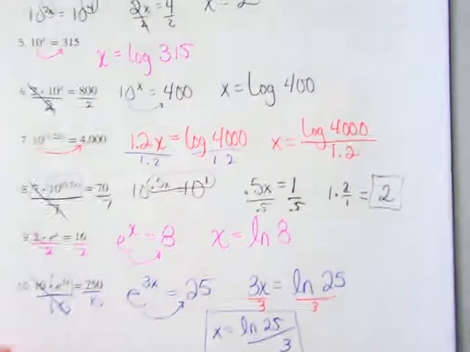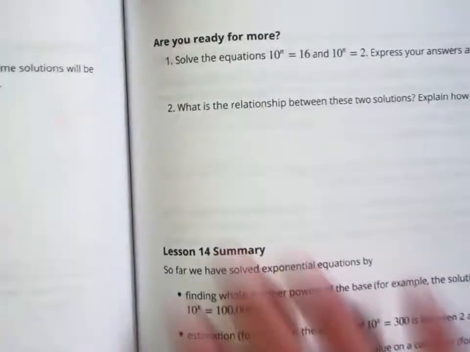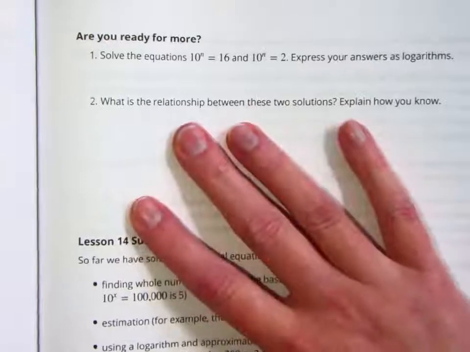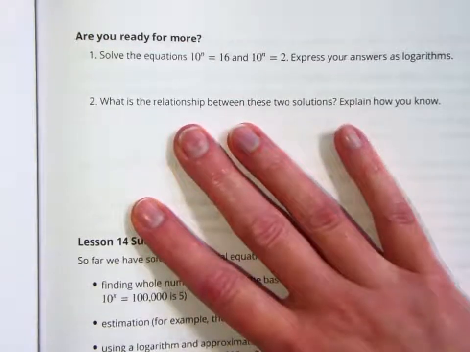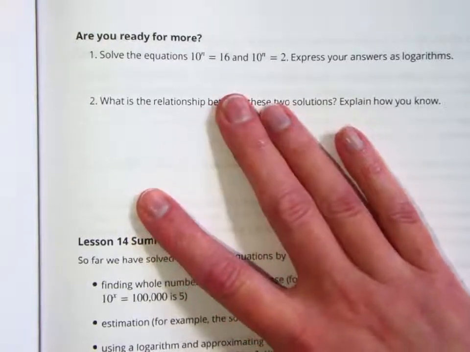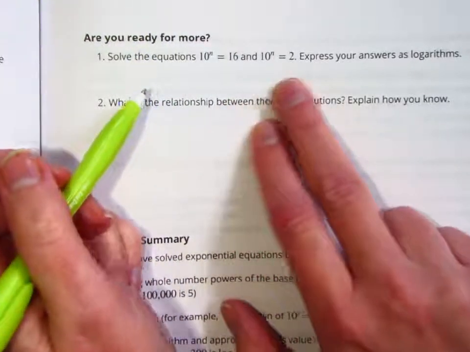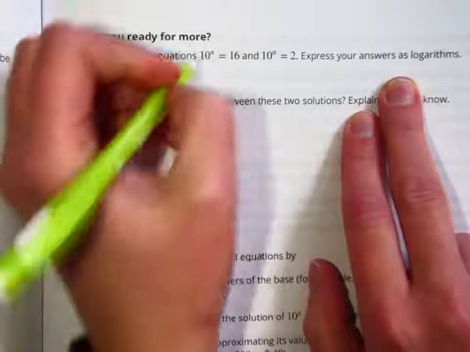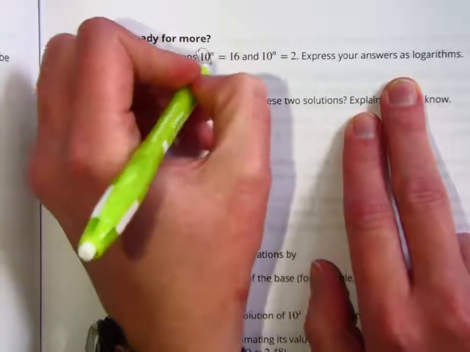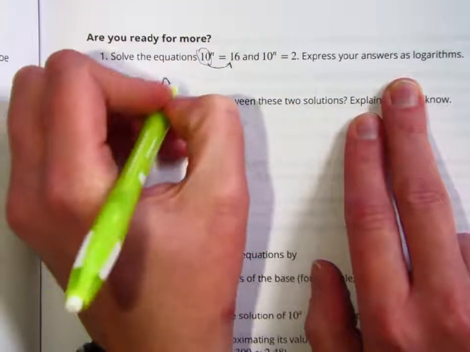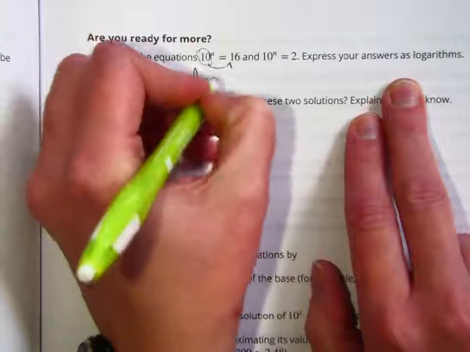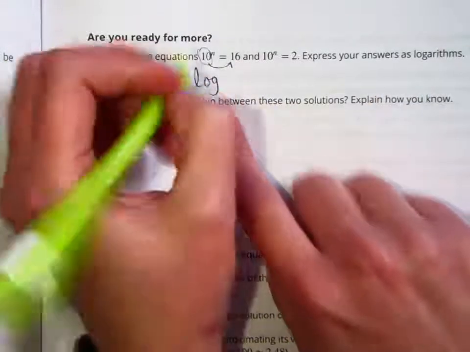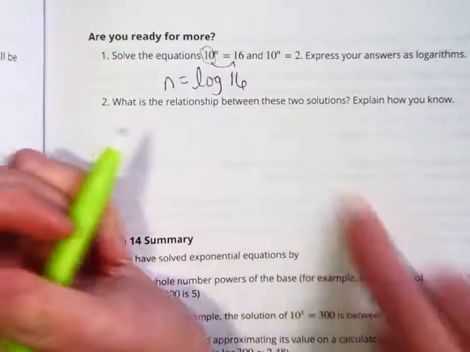Check your answers, make sure you've got them right. There is a little "Are you ready for more?" over here. And we can do those guys too, right? We can always stretch ourselves. 10 to the n equals 16 and 10 to the n equals 2, and to express them as logarithms, just log rolling. n equals log base 10, but I already know base 10 is log without needing to write it. Log 16.